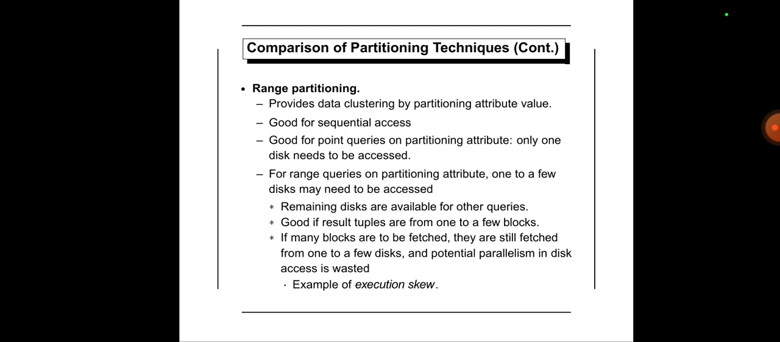Good if the result tuples are from one to a few blocks. If many blocks are to be fetched, they are still fetched from one to a few disks, and the potential parallelism in disk access is best. Example: execution queue.